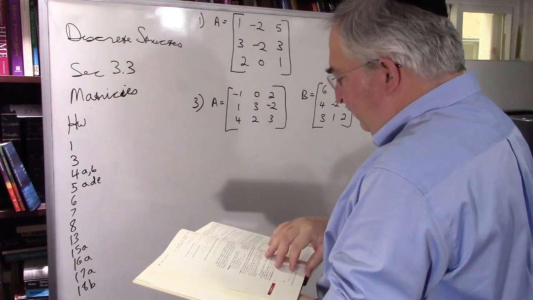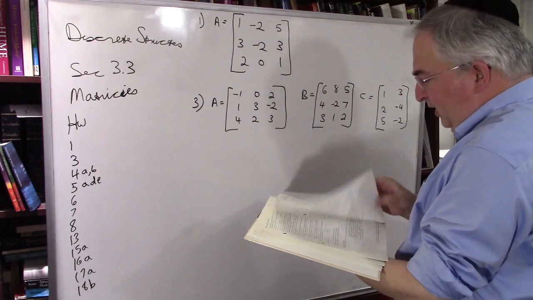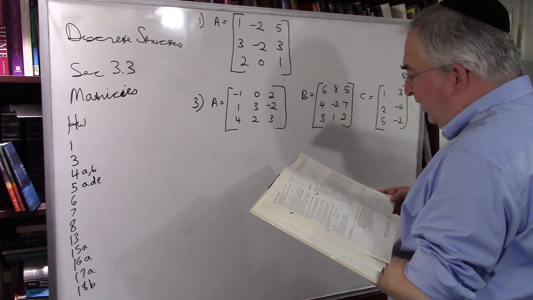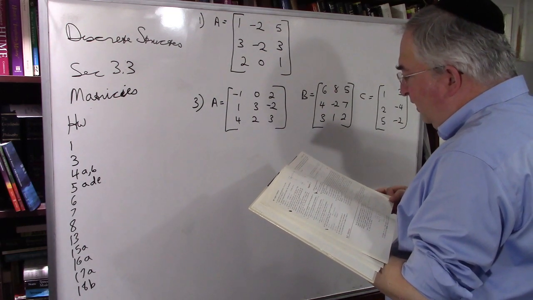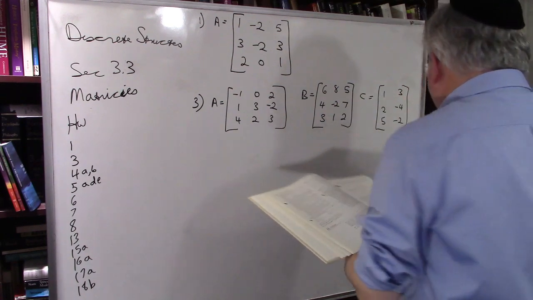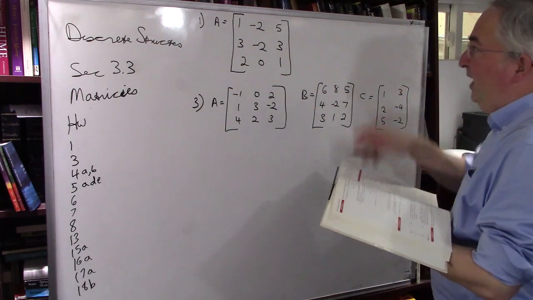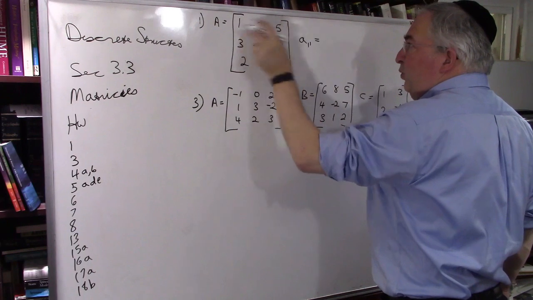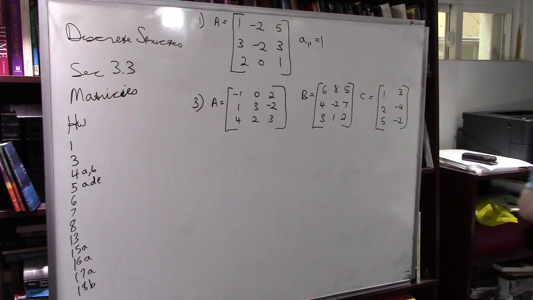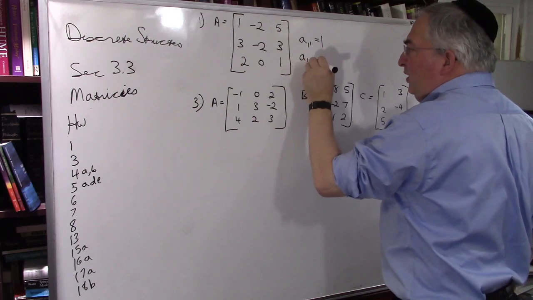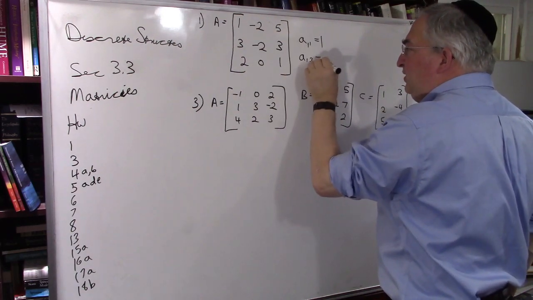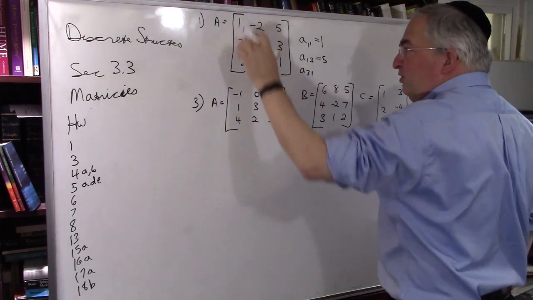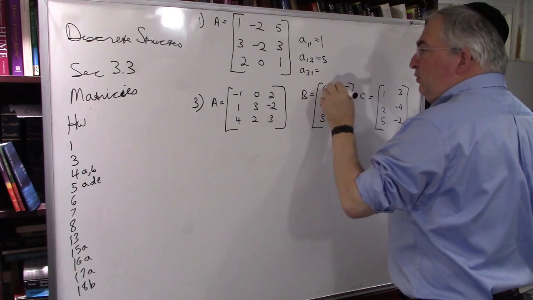So the first thing is this problem, number one, and I simply forgot that A31 is 3. Okay, good. So first problem, A11. A11 is 1. That's the first guy. Okay, next. A13, that's the first row, third element, is 5. A31, that's the third row, first guy, is 2.